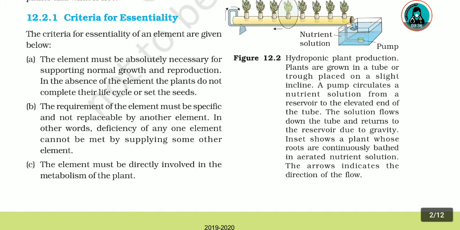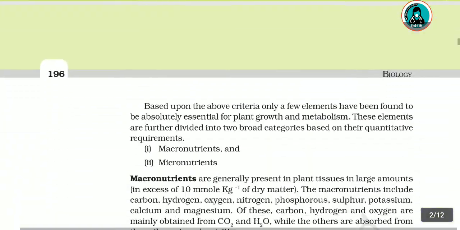12.2.1 Criteria for Essentiality. The criteria for essentiality of an element are given below. A. The element must be absolutely necessary for supporting normal growth and reproduction. In the absence of the element, the plants do not complete their life cycle or set the seeds. B. The requirement of the element must be specific and not replaceable by another element. In other words, deficiency of any one element cannot be met by supplying some other element. C. The element must be directly involved in the metabolism of plants.